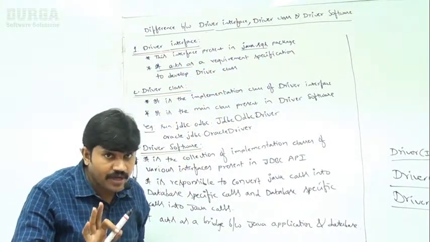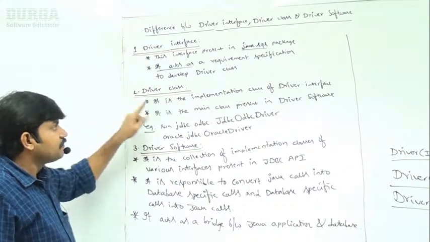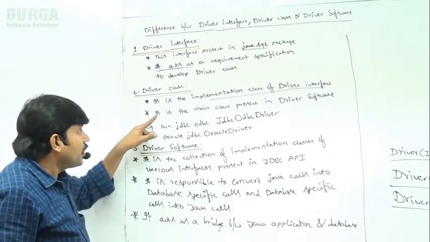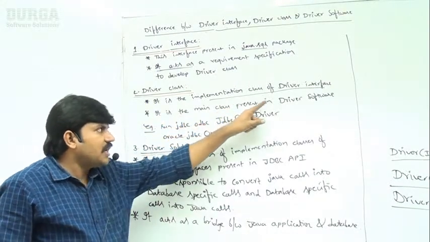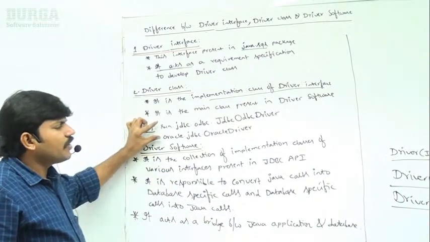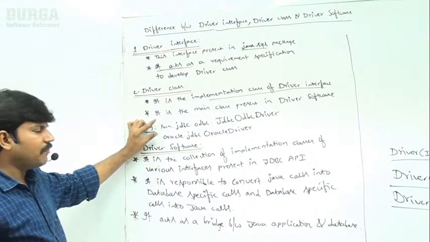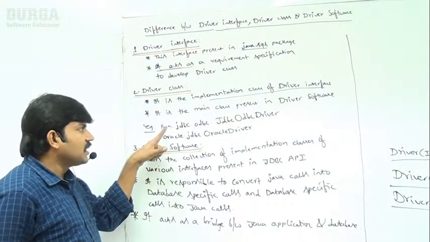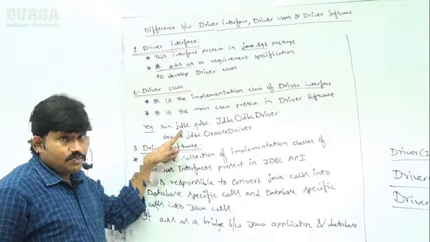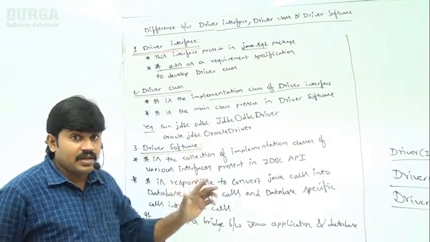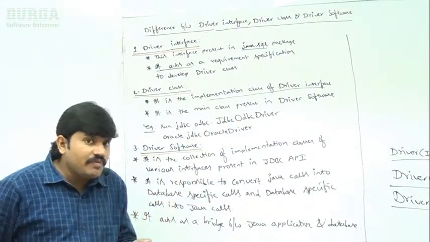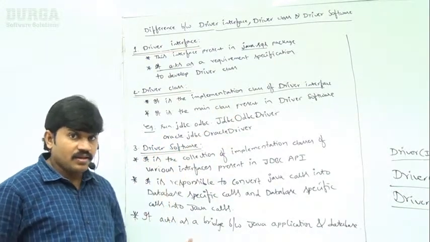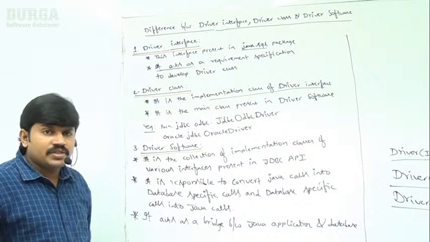Clear for all of you? Okay, next one, sir, the driver class. It is the implementation class of the Driver interface. It is the main class present inside driver software. Sir, if you want an example of a driver class, for type 1 driver software, the corresponding driver class name is sun.jdbc.odbc.JdbcOdbcDriver. If you want type 4 driver, it is oracle.jdbc.OracleDriver. Clear, right?